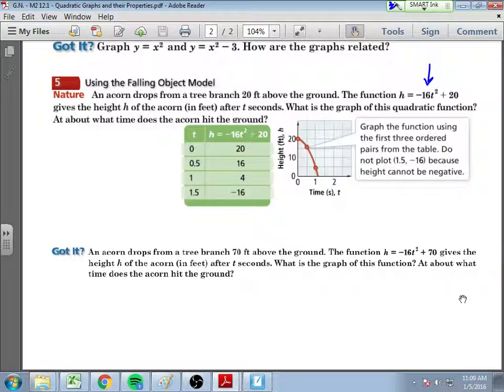So this graph shows us that at first we start to fall slowly. As gravity picks up, we go faster and faster. So if we were to approximate how long this took, it takes about 1.5 seconds. Maybe a little under 1.5, so that's like 1.1-ish.